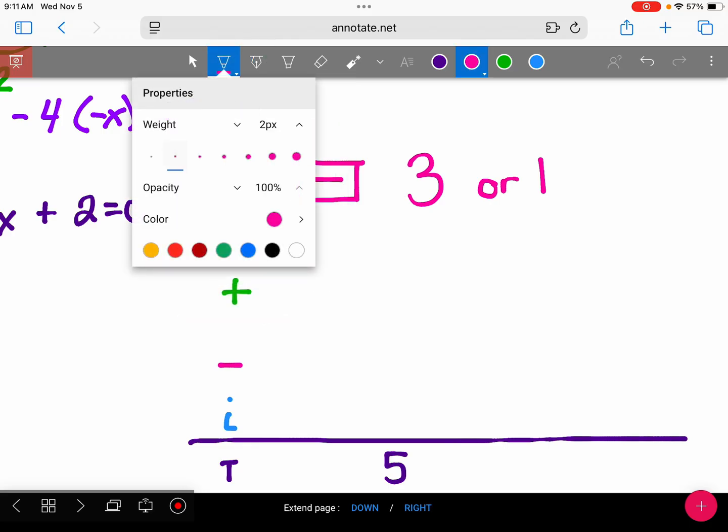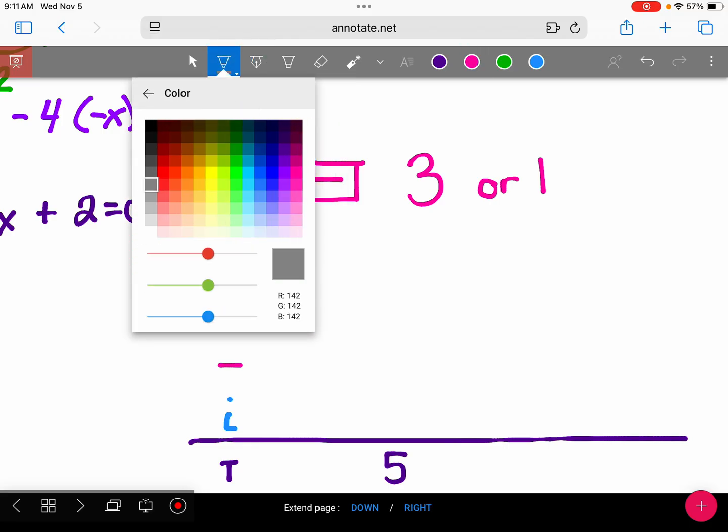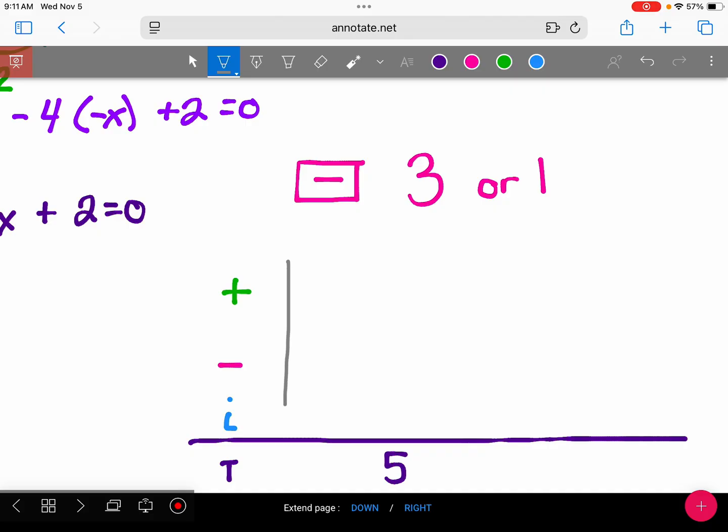So I might have 2 positive roots, and I might have 3 negative roots. If that's the case, how many imaginary roots am I going to have? 0, because I already have my 5 total roots.